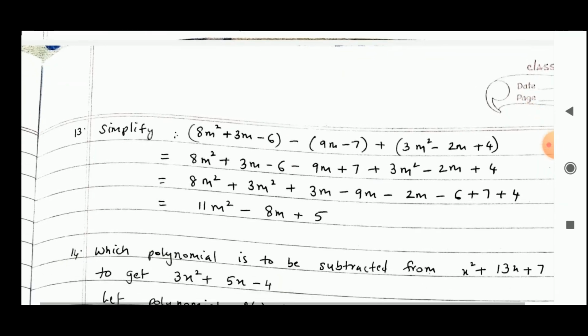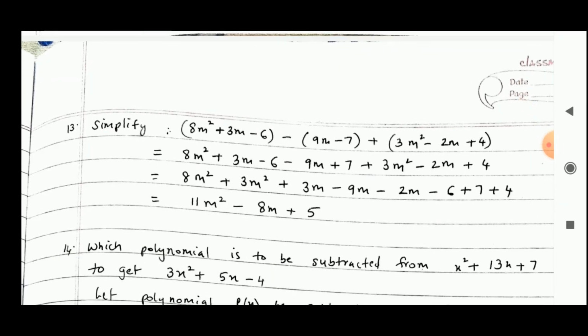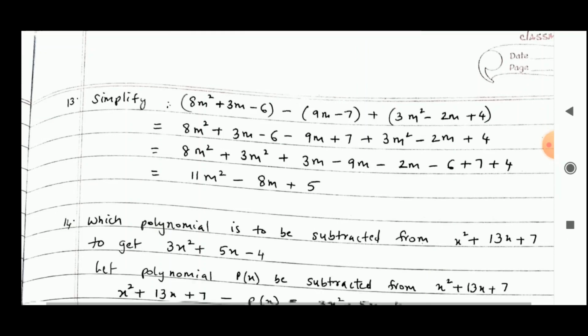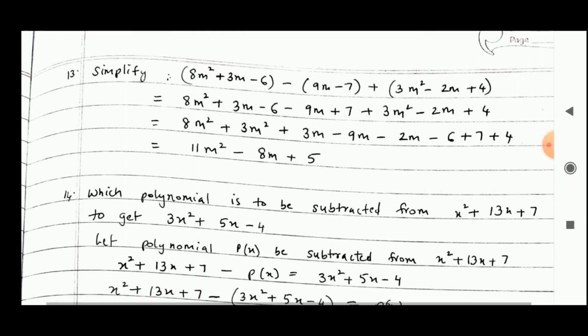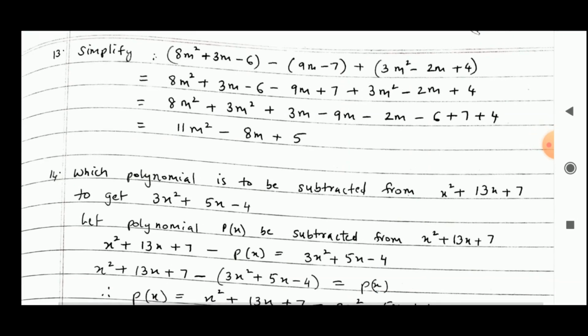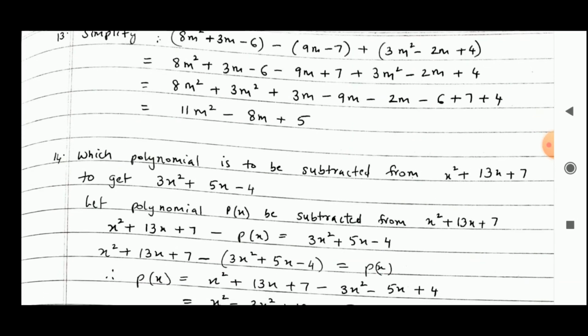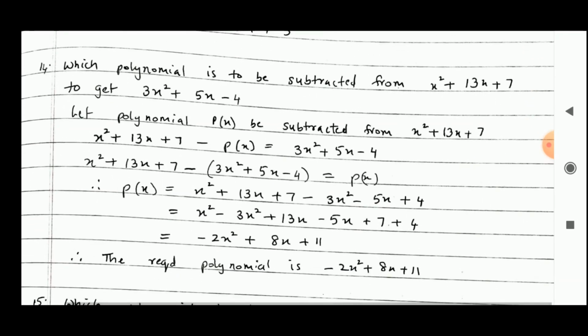Now 13th one, simplify. So just here you open the brackets and simplify. Like terms you take together and simplify. Now 14th one: which polynomial is to be subtracted from x square plus 13x plus 7 to get the polynomial 3x square plus 5x minus 4.